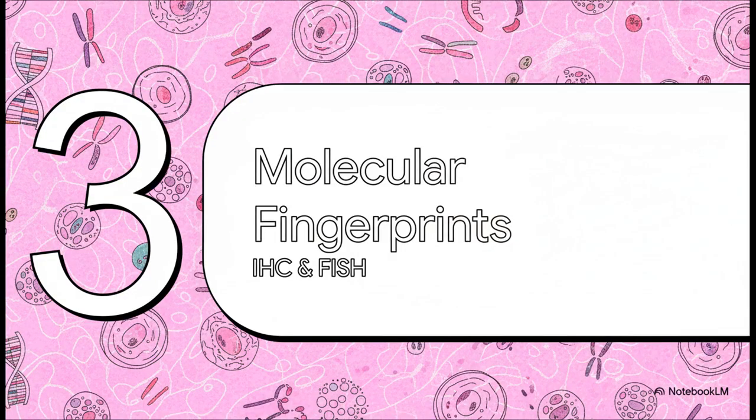All right, let's move on to our next set of tools. Sometimes what a cell looks like just isn't enough to solve the case. We need to know what it is on a molecular level. This is where we go way beyond just shape and color to identify its unique molecular fingerprints. And these can tell us everything from where a cancer started to exactly how to treat it.